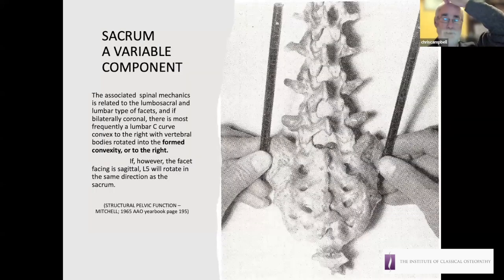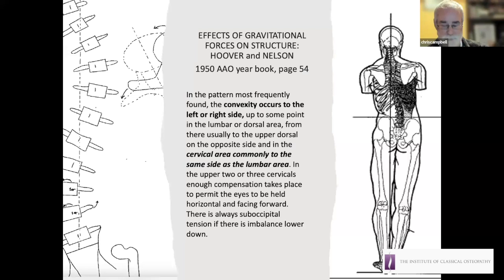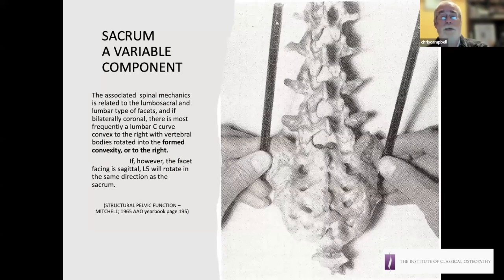So, that comes back to another point. The baseline itself, the sacral baseline, is a very variable component. In structural pelvic function, Mitchell talks about it being formed with convexity to the left or to the right.